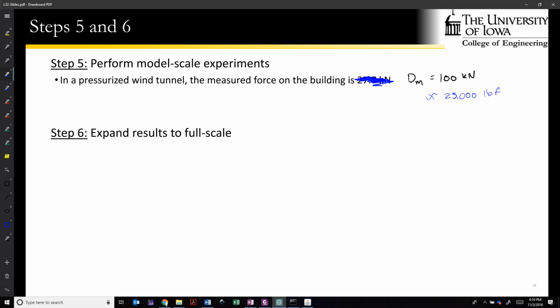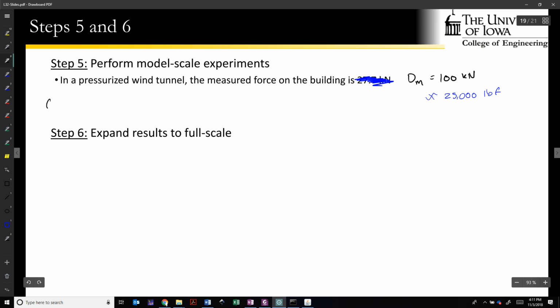However, we'll see in a second that this is still much, much smaller than the force that's going to be on the actual building. So the idea here is we build our model. It's a 3.6 meter high model. We put it in our wind tunnel. We pressurize the wind tunnel, and we run it at 100 meters per second. And whatever type of load measurement device we attach to the base of that building, this is what we measure.